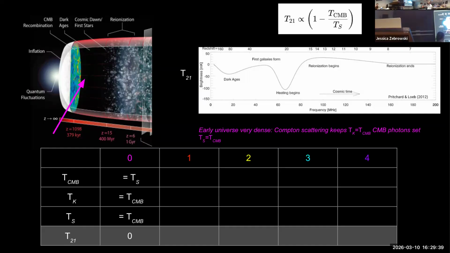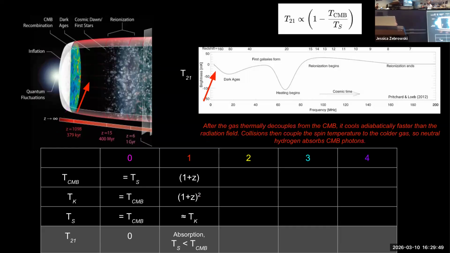We're keeping track of a few things, the temperature of the CMB, the kinetic temperature of the hydrogen, and the spin temperature of the hydrogen, and asking what does that mean in terms of the y-axis of this plot. But the universe is expanding and cooling. So the gas then eventually thermally decouples from the CMB, but it cools adiabatically faster than the radiation field. So hydrogen cools as (1+z) squared, whereas radiation cools as (1+z). And collisions couple the spin temperature to the gas. So this neutral hydrogen absorbs CMB photons and causes this absorption dip here.